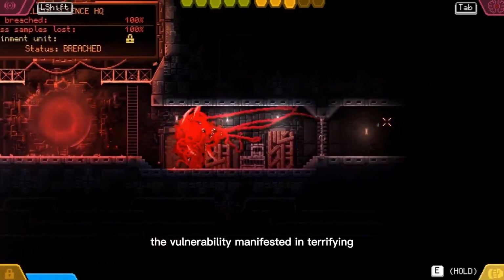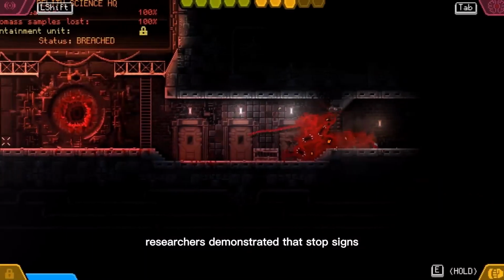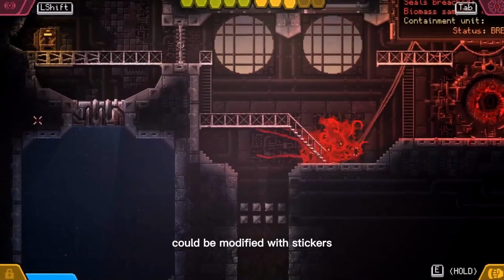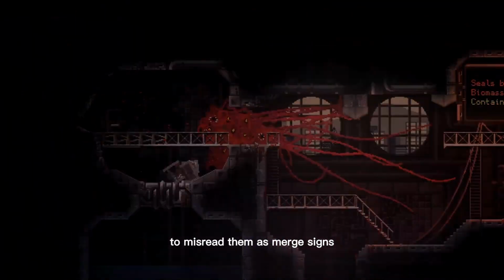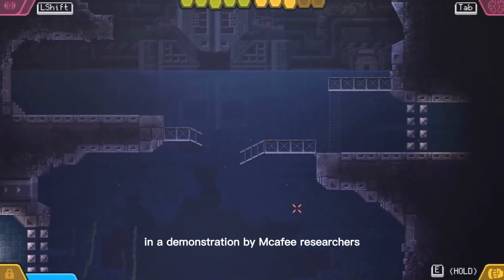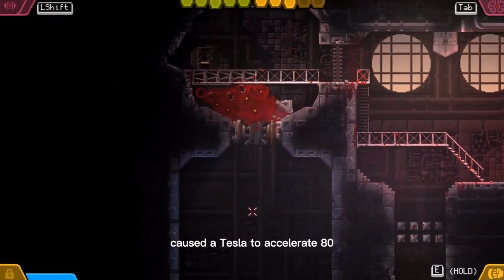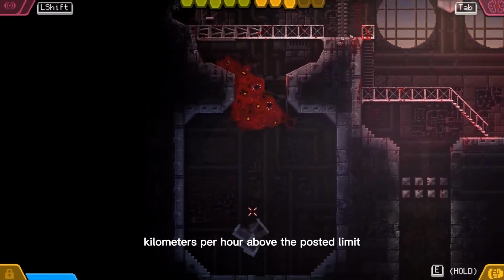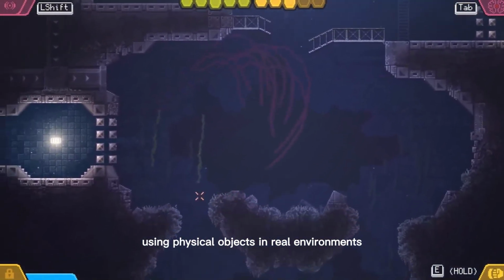The vulnerability manifested in terrifying real-world scenarios. Researchers demonstrated that stop signs could be modified with stickers, causing autonomous vehicle systems to misread them as merge signs or speed limit indicators. In a demonstration by McAfee researchers, a simple piece of black tape placed strategically on a speed limit sign caused a Tesla to accelerate 80 kilometers per hour above the posted limit. These weren't theoretical attacks but practical demonstrations using physical objects in real environments.